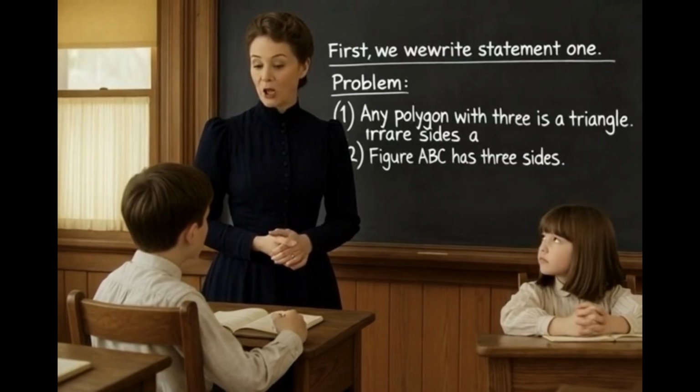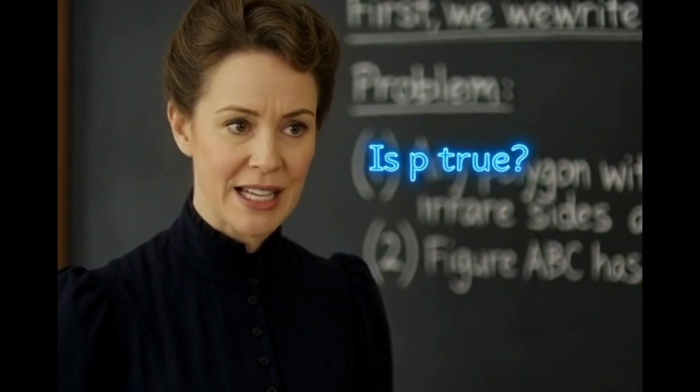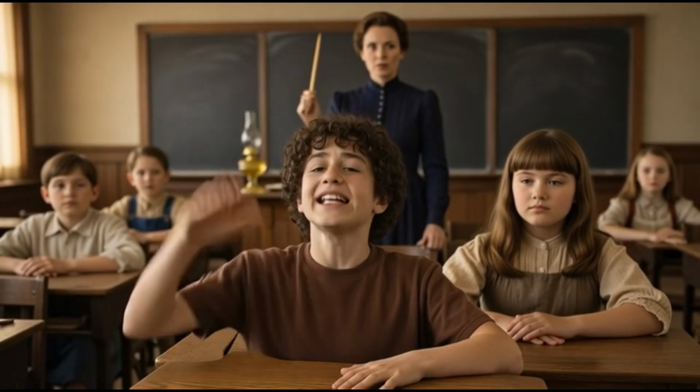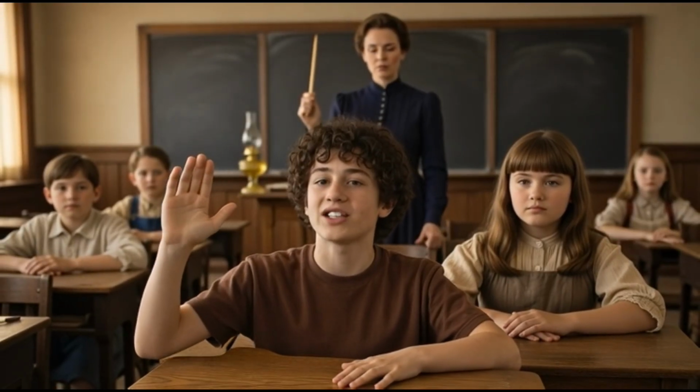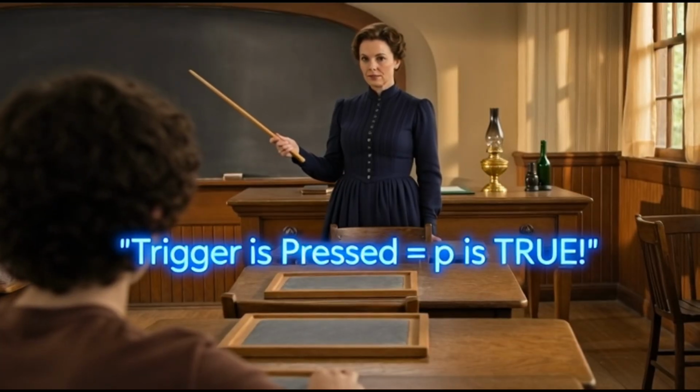Now we ask, is our hypothesis true? In this case, is ABC a polygon with 3 sides? Is P true? Yes, ABC is a polygon with 3 sides. The trigger is pulled. P is true. The hypothesis is true.